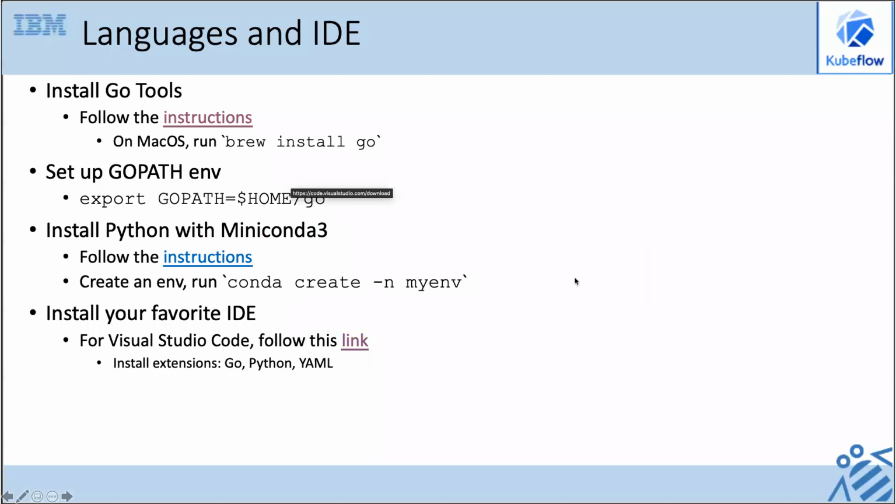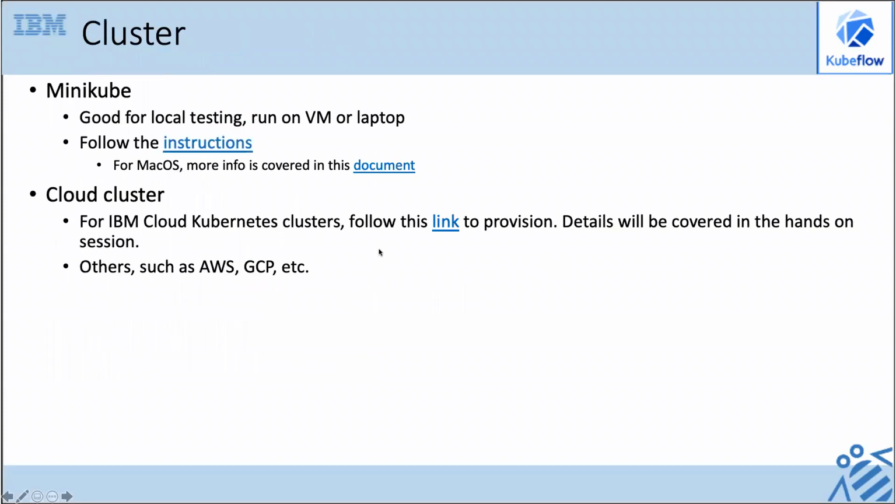After you install Visual Studio Code, you need to install extensions like Go, Python, and YAML. These three extensions, because Visual Studio Code uses extensions for all the language bindings, right? So even for Java, you have a Java extension for that. And I will show you that later on.